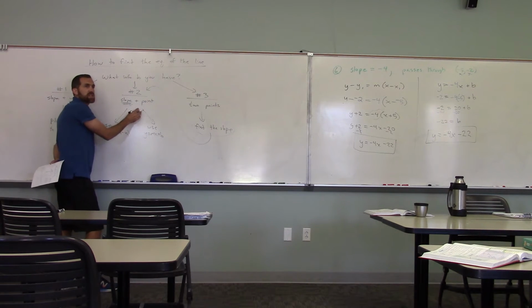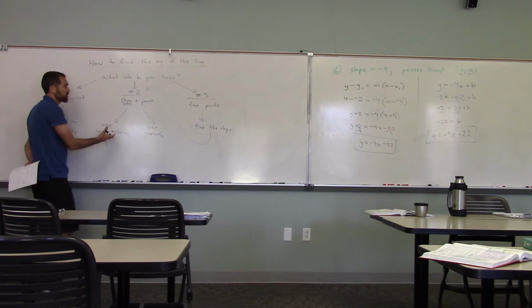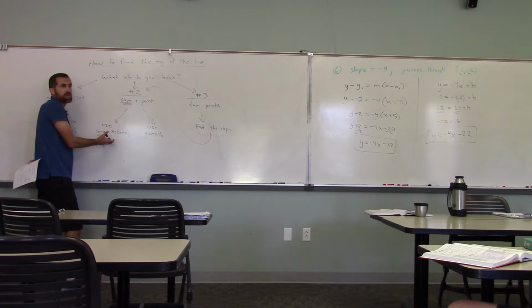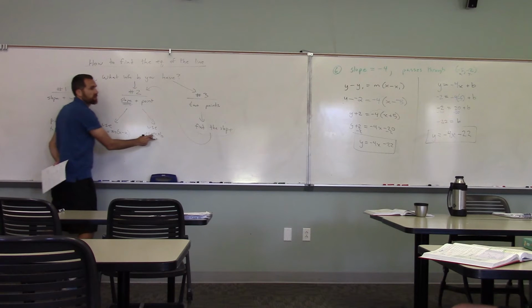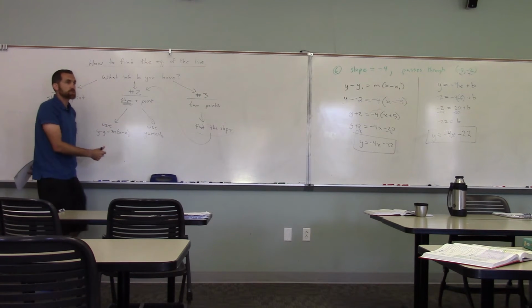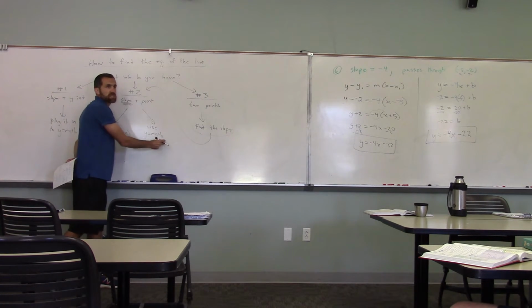This is really the bread and butter problem, where you have a point and a slope. You need to get really used to either your method of using the point-slope formula that we just learned today, and that's a formula you want to memorize, or getting really comfortable with y equals mx plus b, and just plugging in the slope and the point to find b.